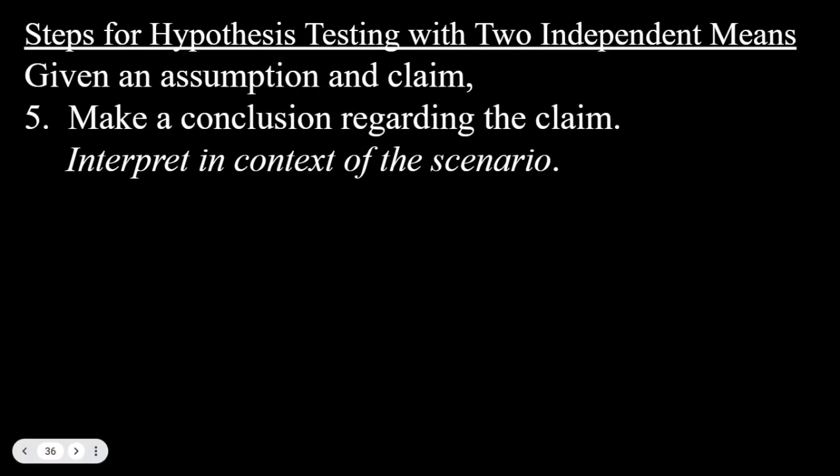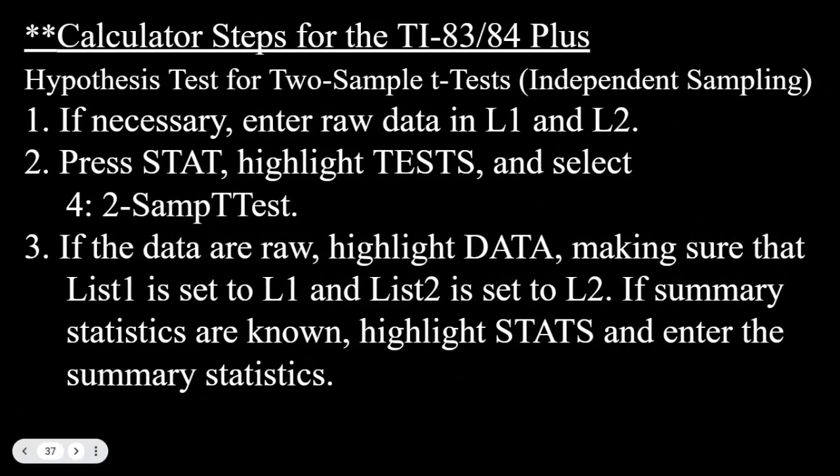The fifth step is to make a conclusion regarding our claim, and that means we interpret this in the context of the scenario. We've already practiced doing this before, and that's going to be the same as we've done previously. The calculator steps. So we're going to practice these, and again, we've done them. If we're dealing with a two-sample t-test, first of all, if necessary, we will enter the raw data, if we have it, in list 1 and list 2. Then we will press stat, go over and highlight tests, and then we will select number 4, the two-sample t-test.